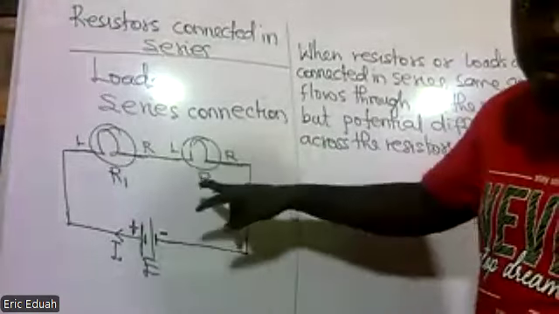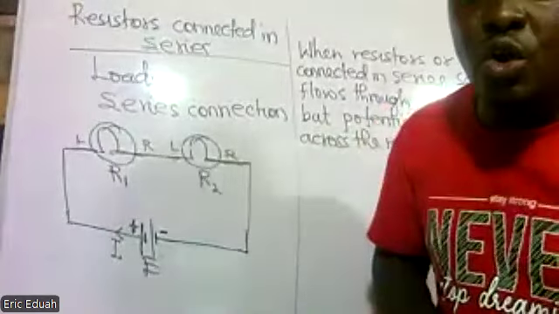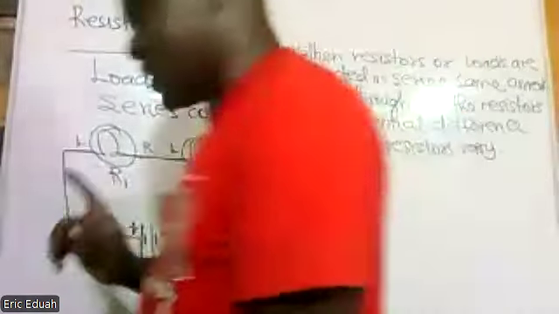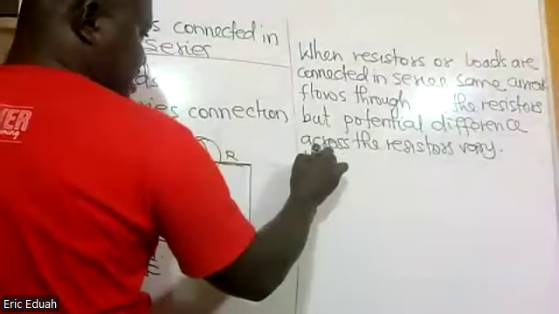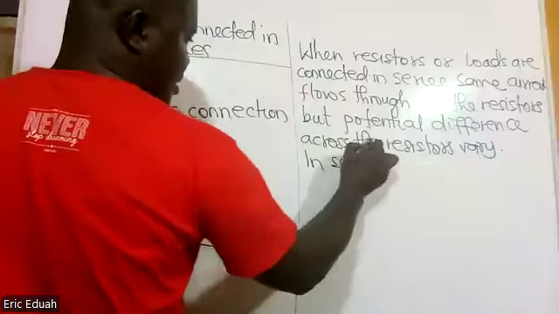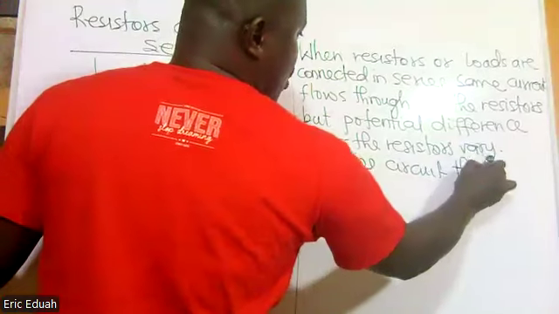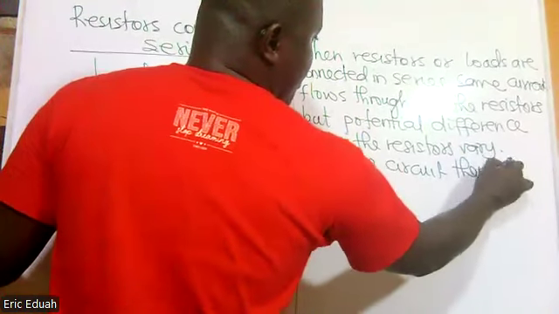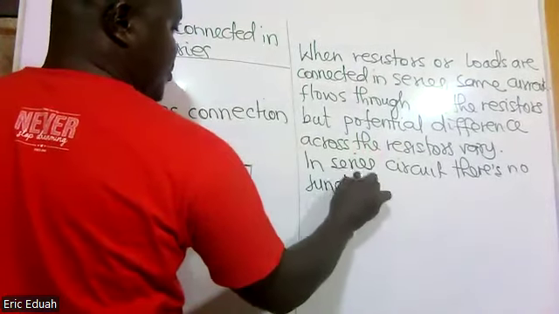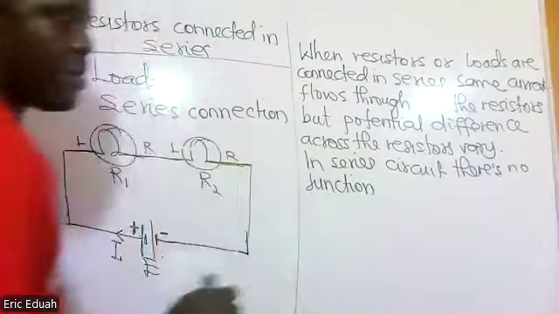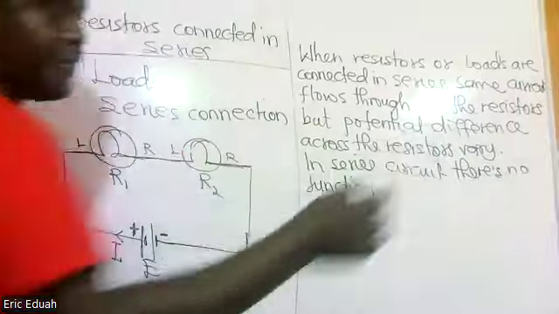And the same current flowing through all of them is due to the fact that there is no junction in series circuits. There is no junction or mesh. This is the reason why the same current flows through all of them.